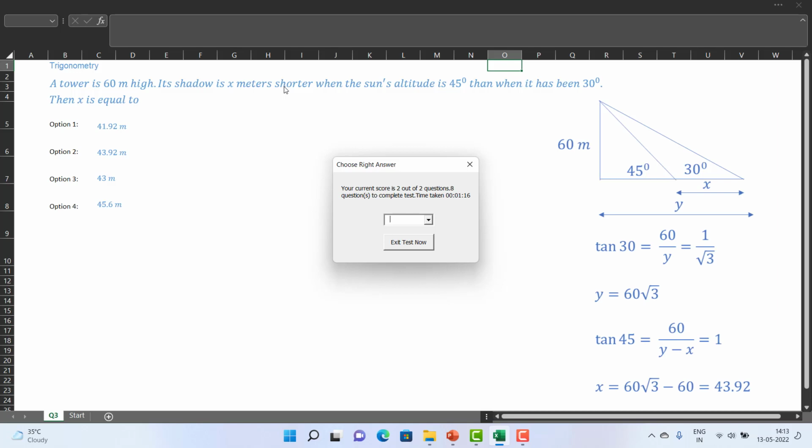So tan 45 is equal to 1. That is 60 divided by y minus x is equal to 1. Therefore y minus x is equal to 60. And tan 30 is equal to 1 by √3. That is 60 divided by y is equal to 1 by √3. So solving the two equations, we get x is equal to 60 √3 minus 60, which is 43.92. So option 2 is the correct answer. Bravo.